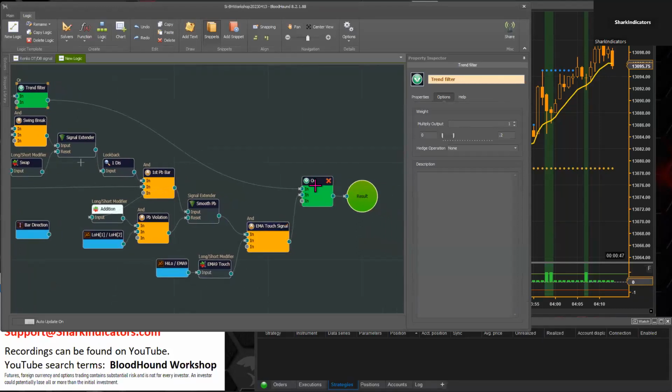And so I have that going into another OR node, and then this is the actual trade signal here. I just called it the EMA touch signal there. And obviously that's the EMA9. There we go.